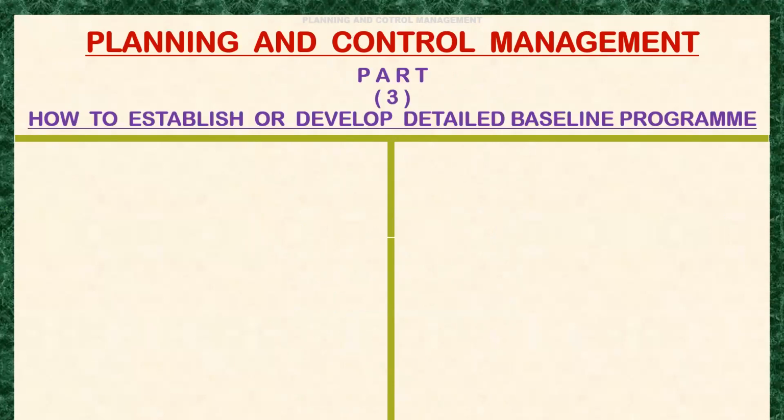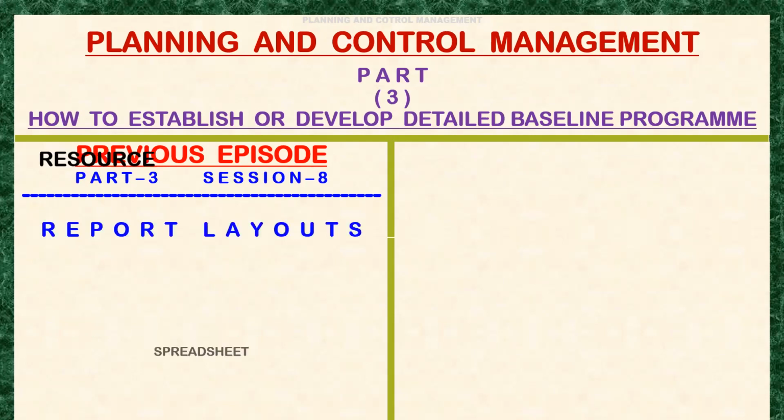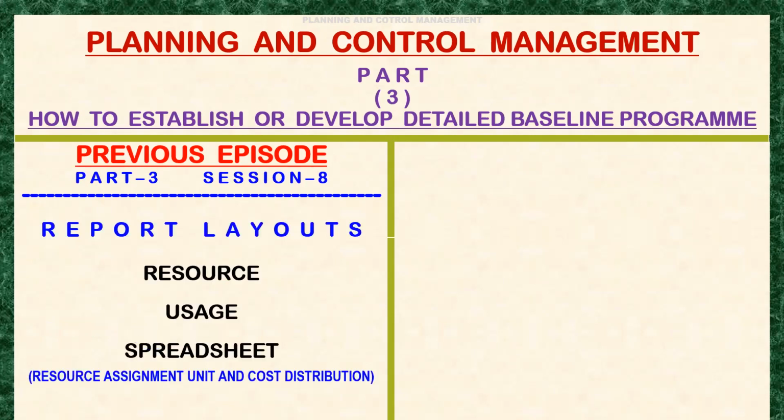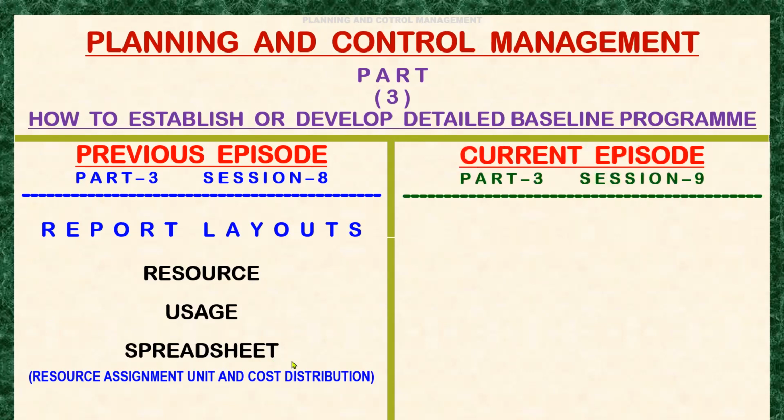Planning and Control Management Part 3, How to Establish or Develop Detailed Baseline Program. In the previous episode, Part 3, Session 8, we discussed report layouts, resource usage spreadsheet, in other words, resource assignment unit and cost distribution. Now we will be on our current episode, Part 3, Session 9.